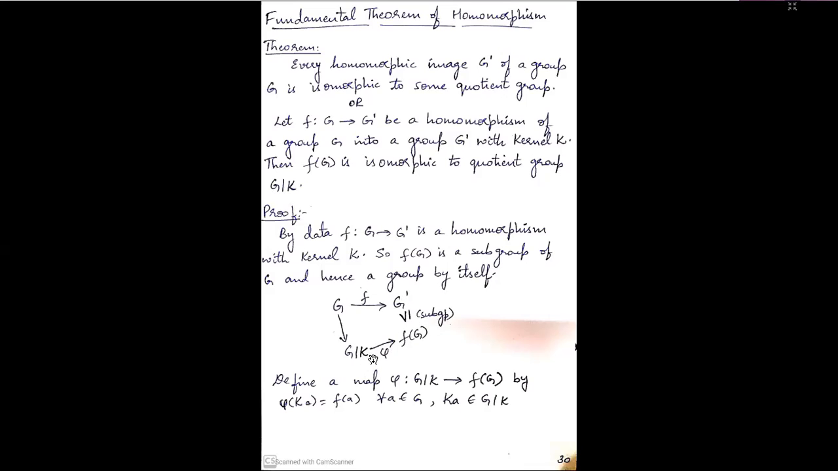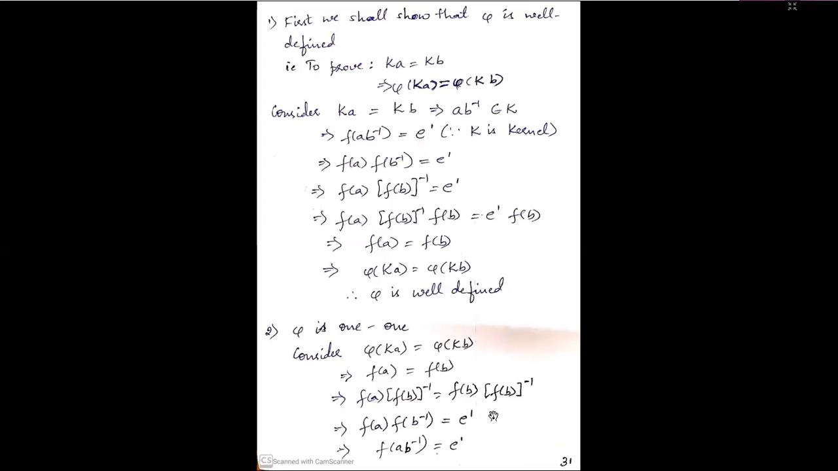To show that these two are isomorphic, we define a map phi from G/K to f(G), given by phi(Ka) = f(a) for all a belonging to G, where Ka is an element of G/K. So first we need to show that phi is well defined.